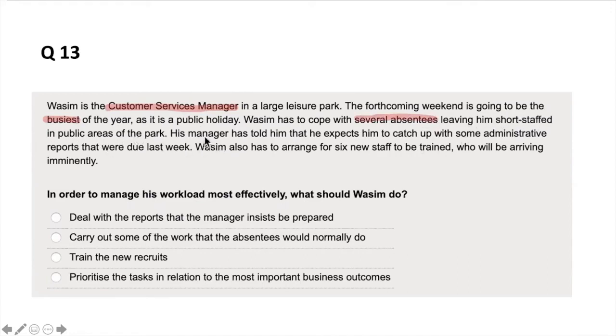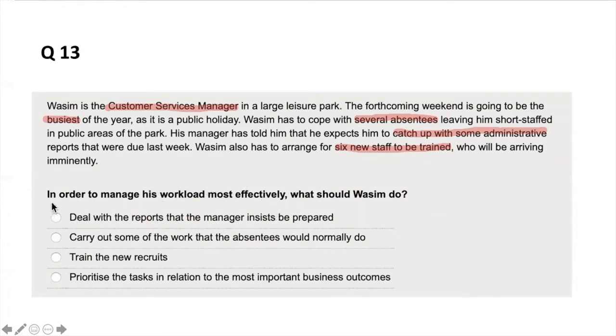His manager has told him that he expects him to catch up with some administrative reports that were due last week, and Wasim also has to arrange for 6 new staff to be trained, who will be arriving imminently. So Wasim has a lot up his sleeve, and he has to make sure that he copes in the best way. This is a time management question.